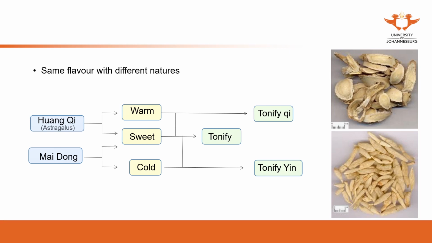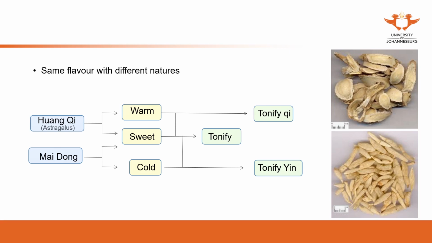So huangqi can tonify qi, maidong can tonify yin, which will result in different applications of huangqi and maidong. For example, a patient suffers from qi deficiency, especially fatigue, lassitude, tiredness, and they don't want to move. All these symptoms will be worsened after exercise. These are from qi deficiency. Then we can use huangqi.